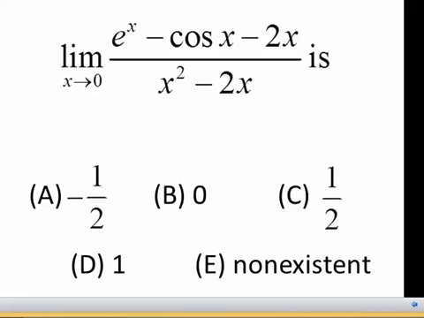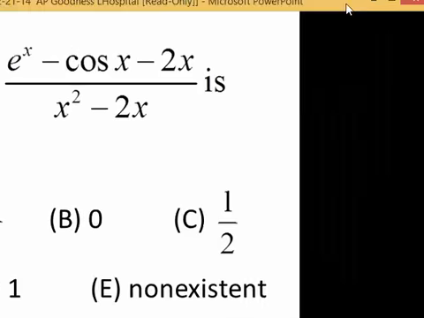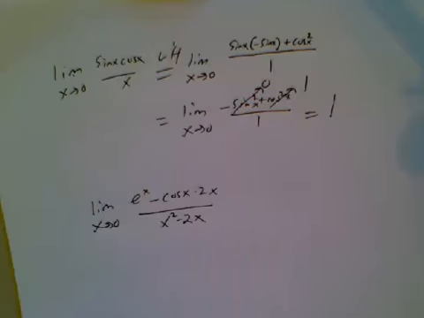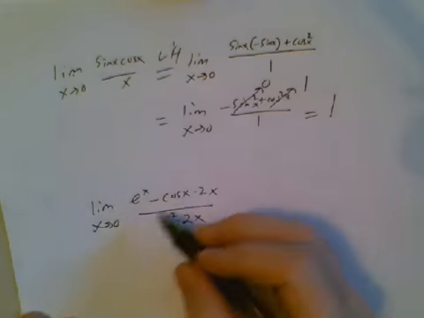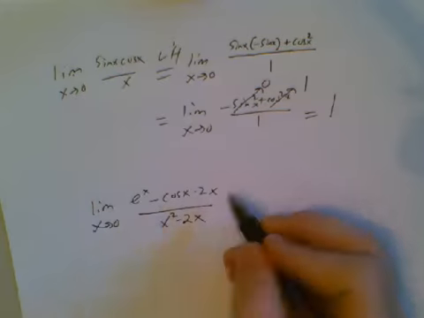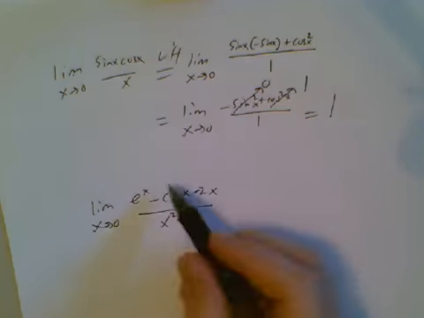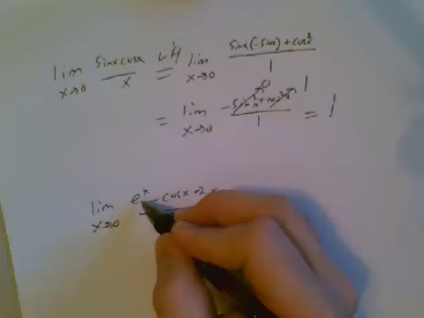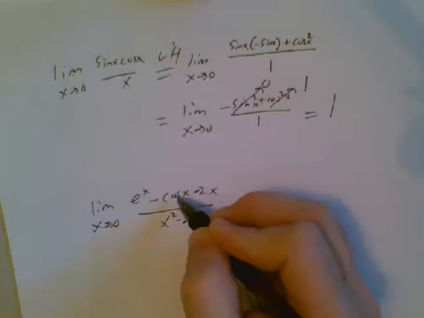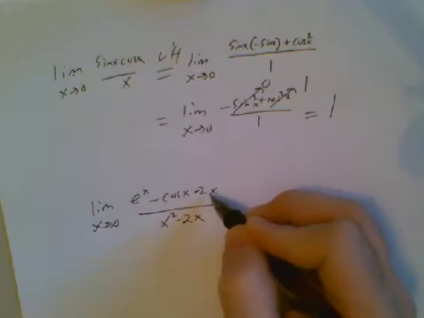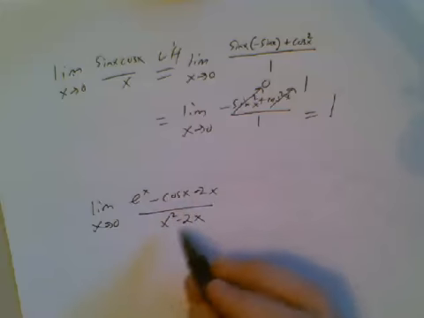Take a second, do this one, pause the video, try it out, see what you get. Okay, let's go ahead and solve this one. We have the limit as x goes to 0 of e to the x minus cosine x minus 2x all over x squared minus 2x. So it looks like a lot of pieces, but start putting in zeros and see what happens. e to the 0 is 1, minus cosine 0 is 1, that's 0, minus 2 times 0, okay, so that's all 0, 0 minus 0.